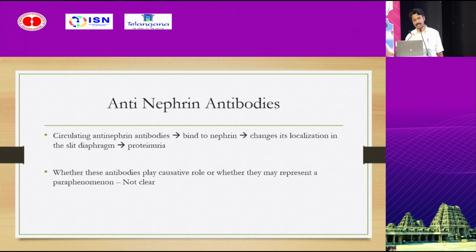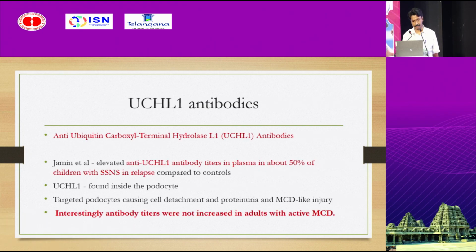So how do these anti-nephrin antibodies lead to proteinuria? They postulate that they directly bind to nephrin, which changes its localization in the slit diaphragm, leading on to proteinuria. Another concern in this postulate is whether these antibodies definitely play a causative role or whether they are just a paraphenomenon, which is still not clear.